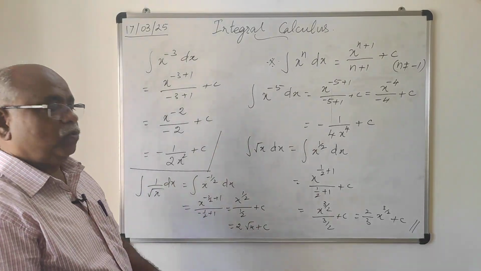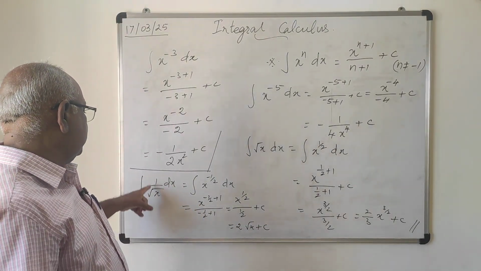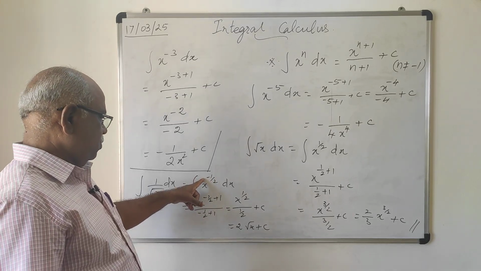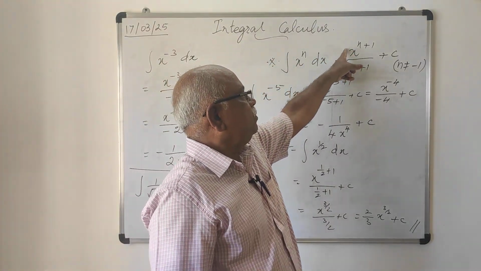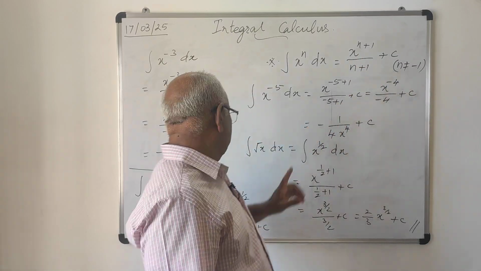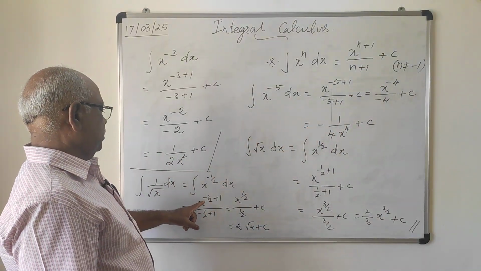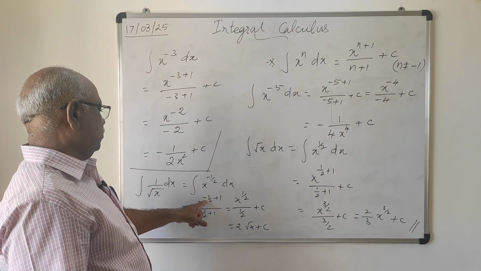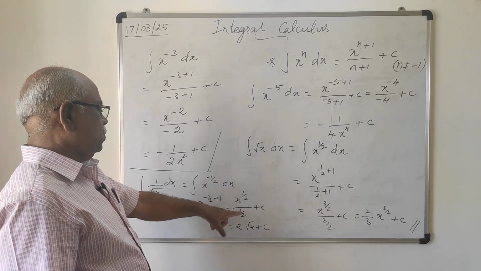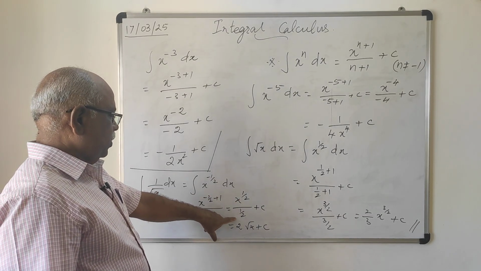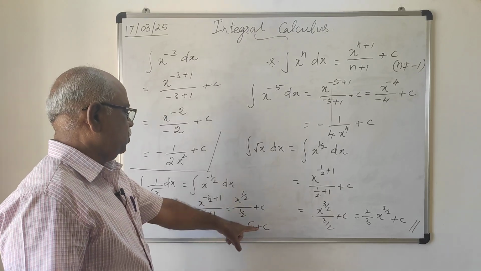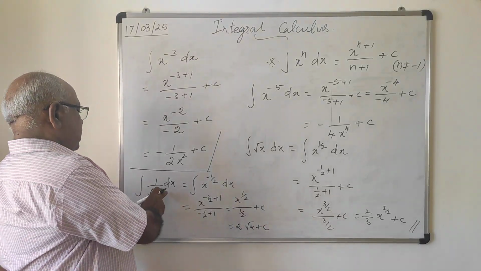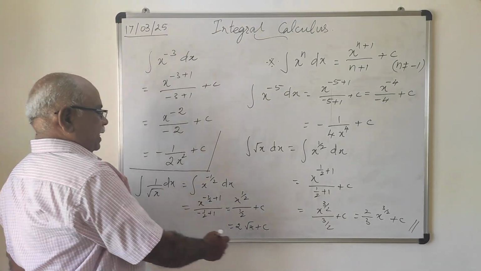Integral of 1 by root x dx: you consider 1 by root x as x power minus half. After applying the result, n is minus half. So x power minus half plus 1 by minus half plus 1. Minus half plus 1 is half, so we get x power half by half. The denominator half becomes 2, and x power half is root x. So 2 root x plus c is the integral value of 1 by root x dx.